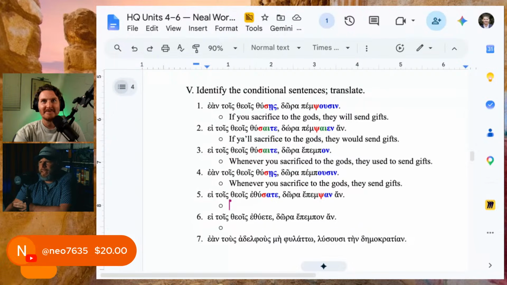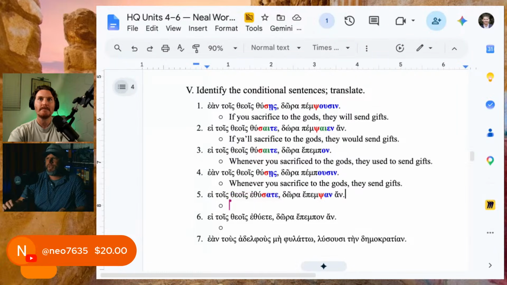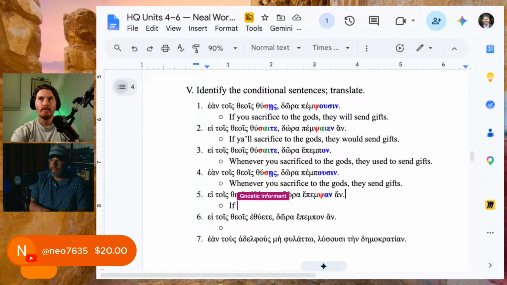So now that we have it done, now that we know it's past counterfactual, we can pretty much translate it now. We can just go to: if you had sacrificed to the gods, right?